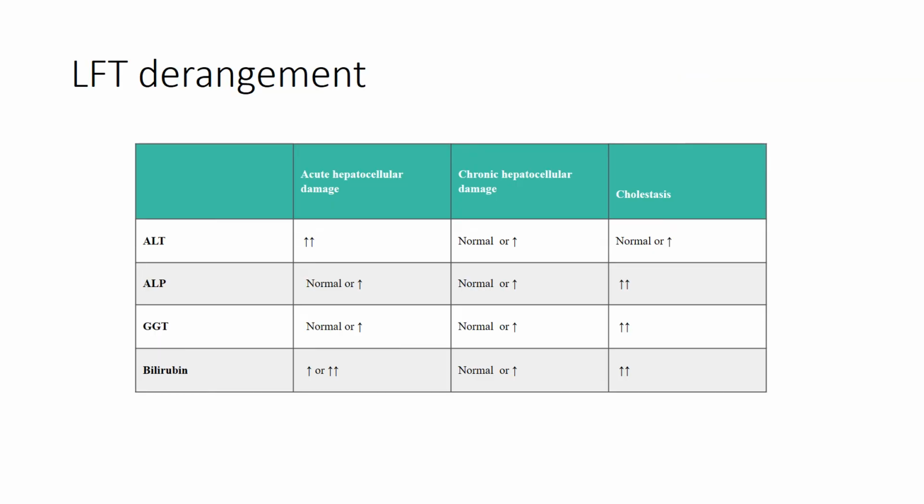So when there is a liver function test derangement, the ALT will be increased in acute hepatocellular damage. The ALT will be normal or slightly increased in chronic hepatocellular damage, and ALT will be normal or slightly increased in cholestasis. The ALP and the GGT will be normal or slightly increased in acute and chronic hepatocellular damage, but ALP and GGT will be increased in cholestasis. Bilirubin can either be slightly or markedly increased in acute hepatocellular damage. It could be normal or slightly increased in chronic hepatocellular damage, and bilirubin can show a marked increase in cholestasis.